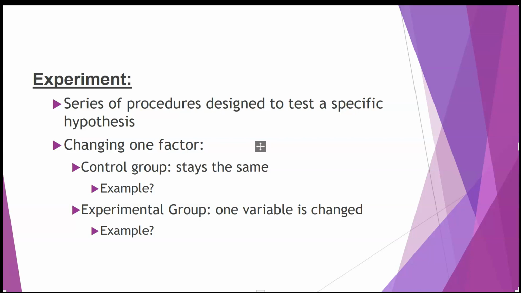So there are some key words I want y'all to understand as it relates to your experiment. One is your control group. Your control group is going to stay the same, right? It's not going to be something you change. I'll show you an example on the next page. The experimental group is going to be the variable that you change, right?